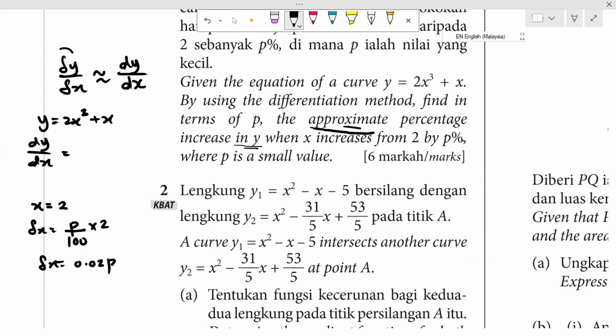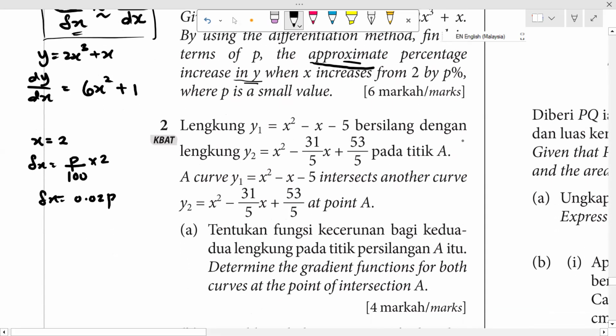Because I know I need to find the del y, I must have del x. That's why you need to link with which application I should use. In that application, dy dx is a must, del x is a must. So you will know what to find. First of all, what is dy dx? Yeah, 6x squared plus 1. Plus 1, yeah? Yeah. Okay. Then what do we do next?